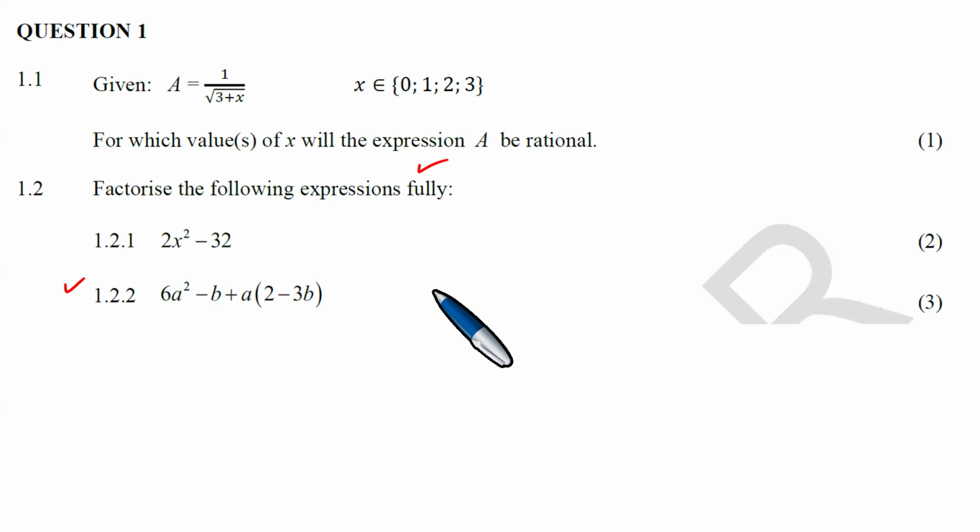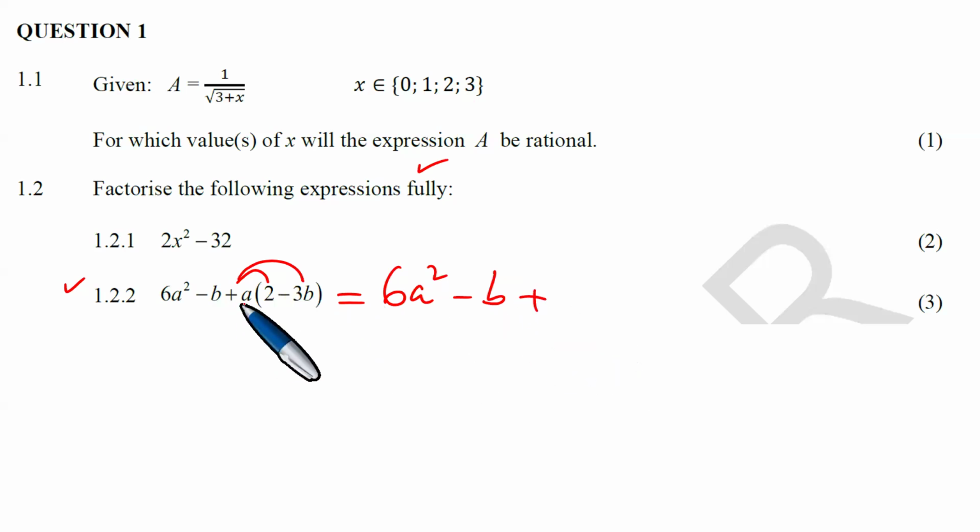Open bracket 2 minus 3b. Also simplify before factorize. Before factorize, all right? Just simplify. Well done. So this is actually 6a squared minus b, then distribute. This is called distribution. So if we simplify, then it becomes a times 2, which is 2a. And then we have a times minus b, which is minus 3ab.